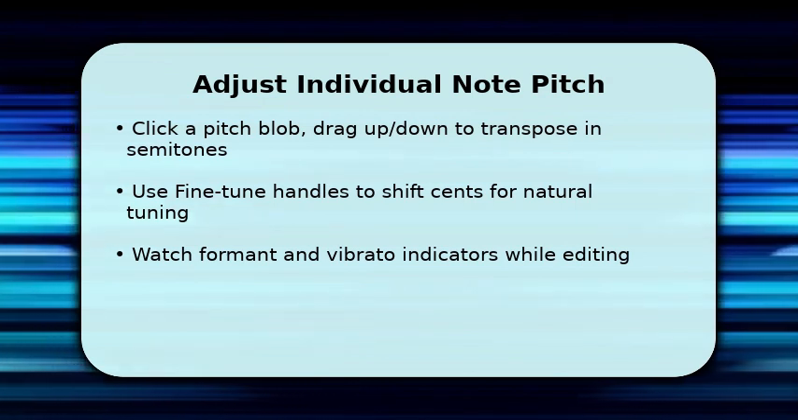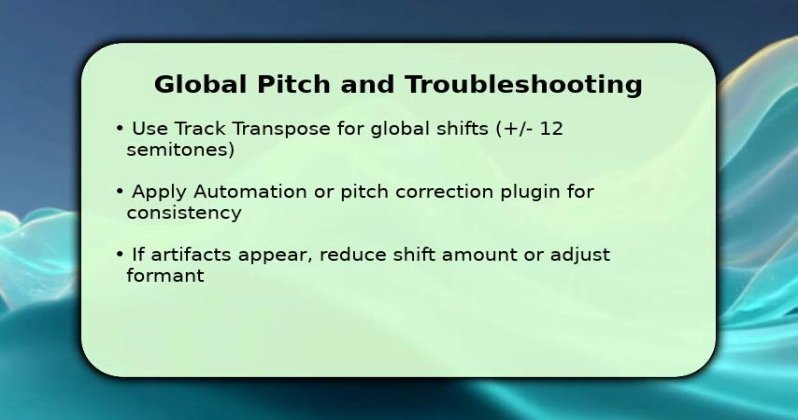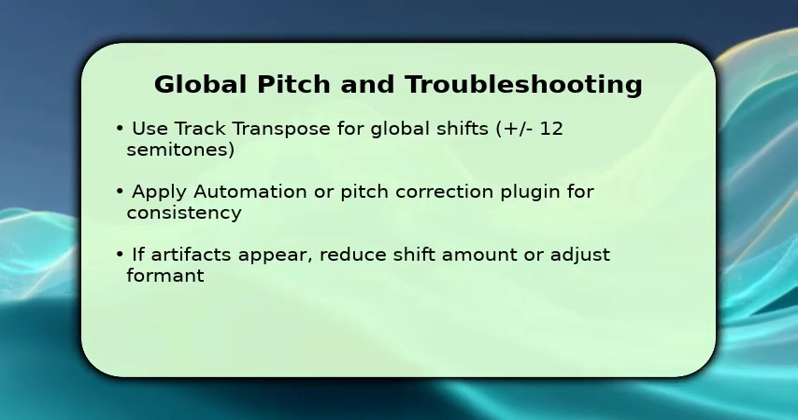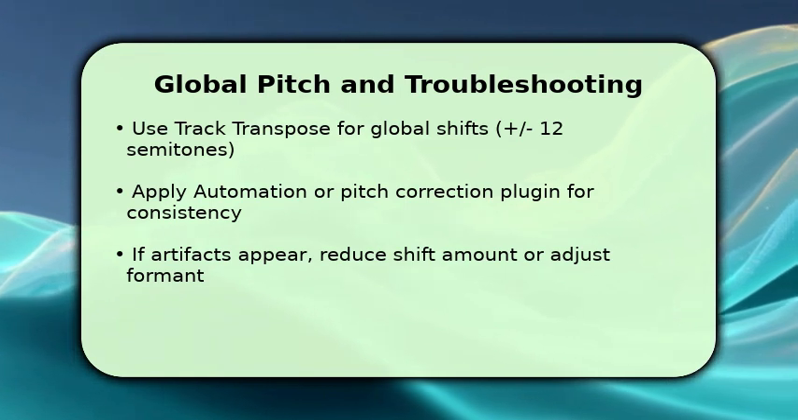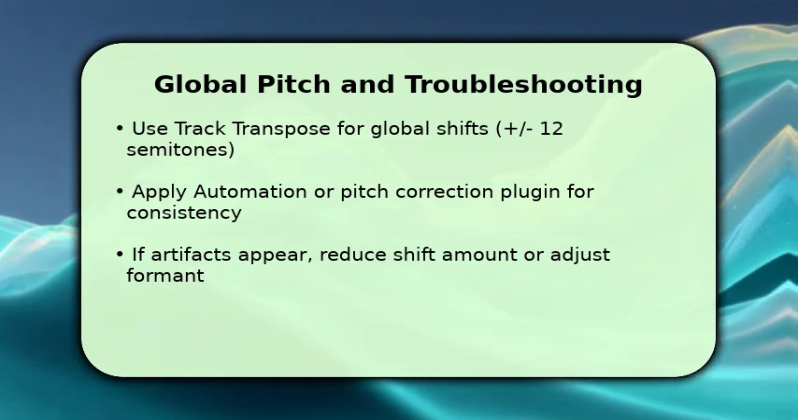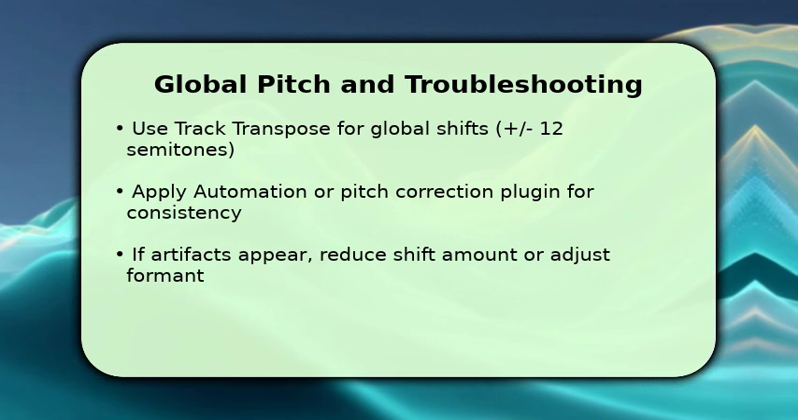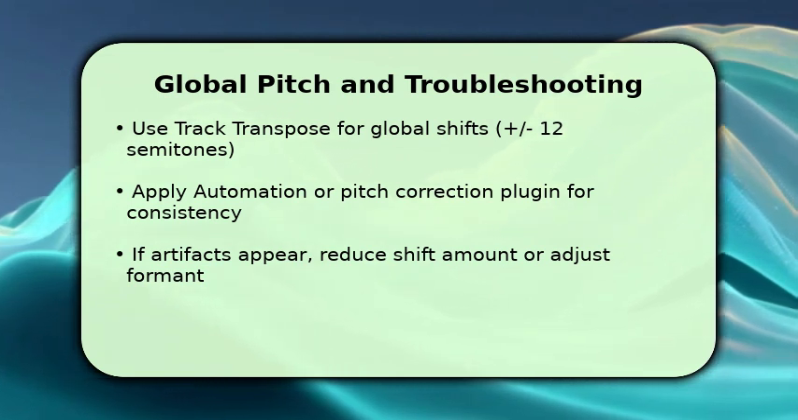For finalizing, use track transpose when you need a global change across regions. It's quick and preserves relative intervals. Once done, add subtle automation or a pitch correction plugin for consistent tuning across phrases.